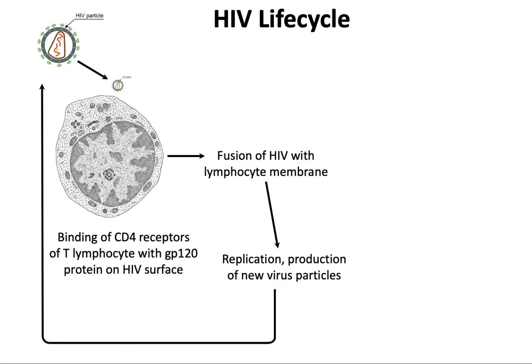Of course, it can be transmitted through bodily fluids, either by sexual means or through blood transfusions and secretions. So the first thing it does is it attaches to the CD4 receptors on T lymphocytes. That's the GP120 protein that attaches. And it fuses with the membrane and then starts replication, production of new virus particles from there. So it can go through repeated cycles, infecting more and more cells.